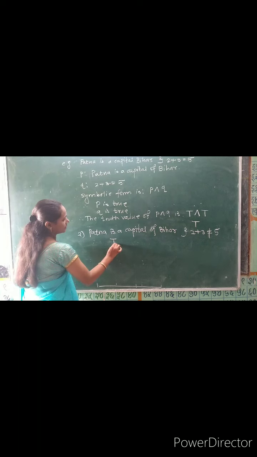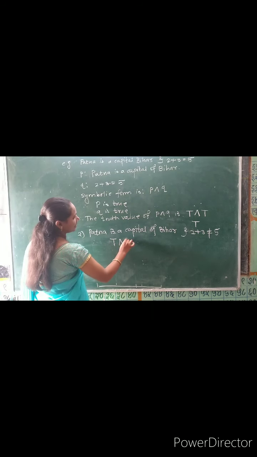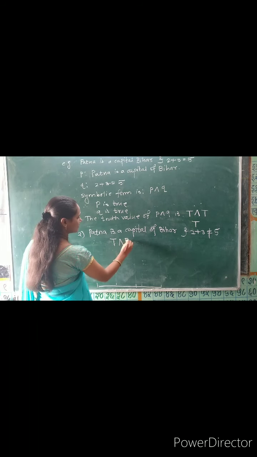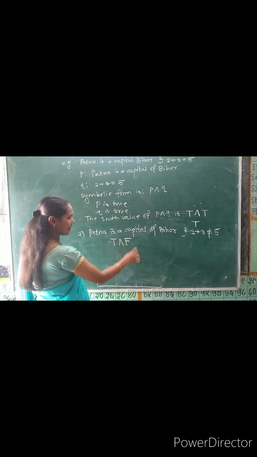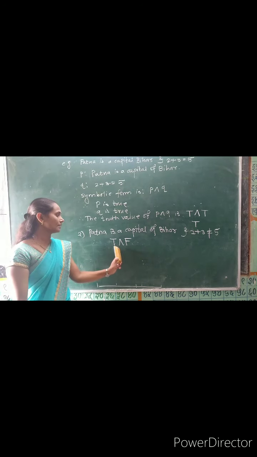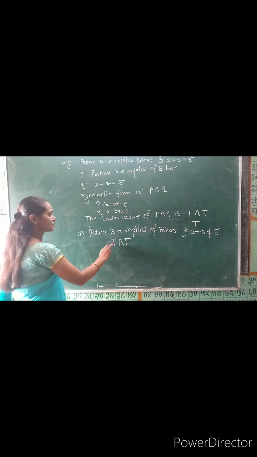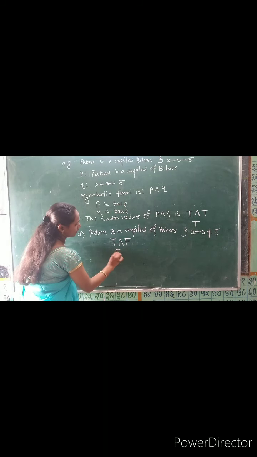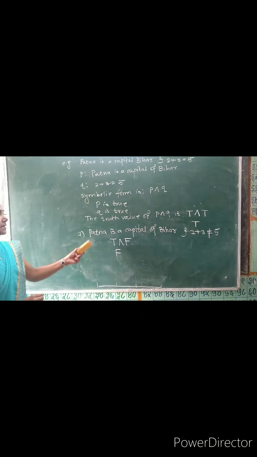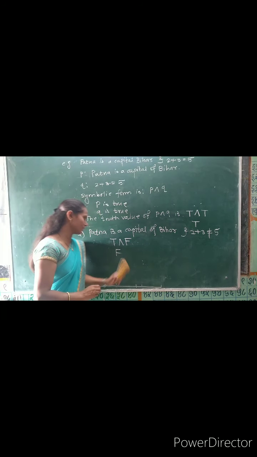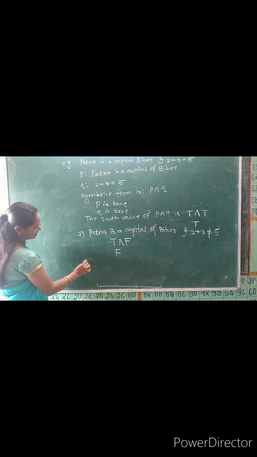Therefore the values are T and F. And we know that in conjunction, if both statements are true, then the value of the conjunction is true. Otherwise, it is false. Therefore this is a false statement. The truth value of the statement, Patna is the capital of Bihar and 2 plus 3 not equal to 5, is false. Next example.